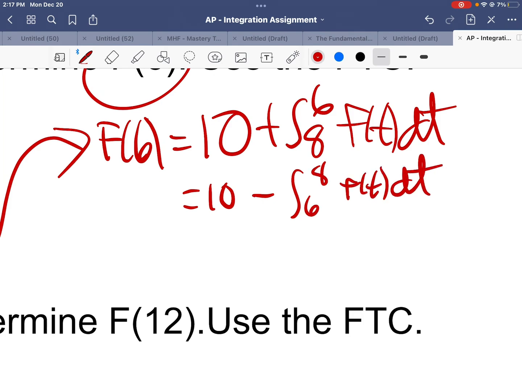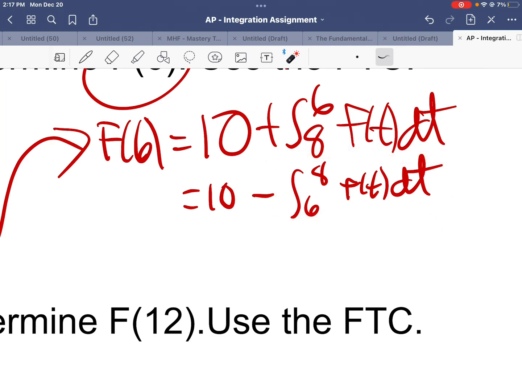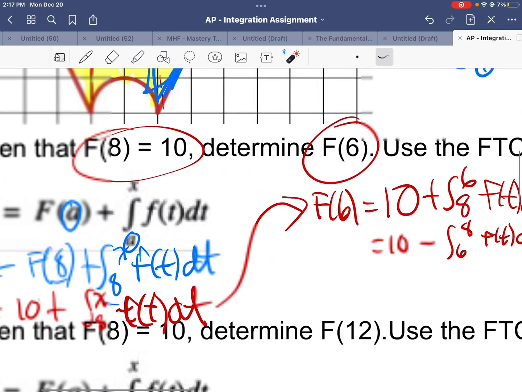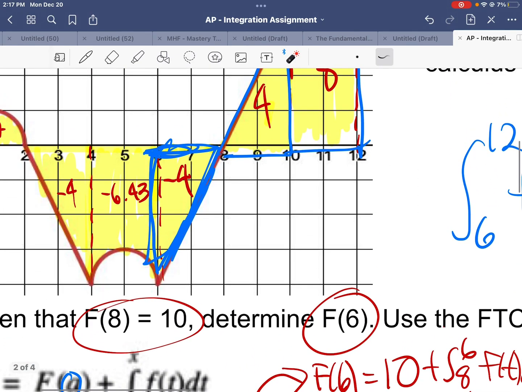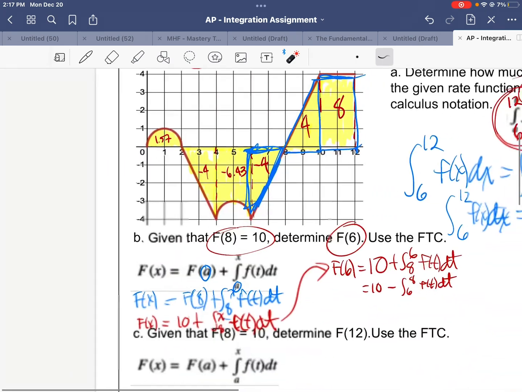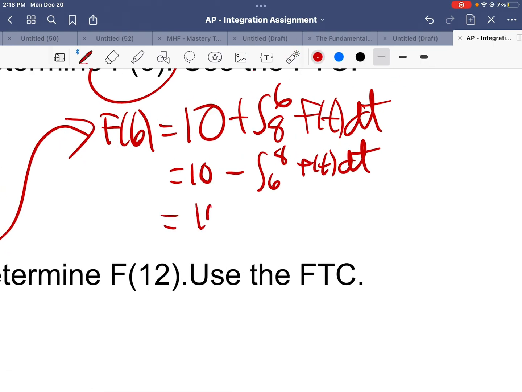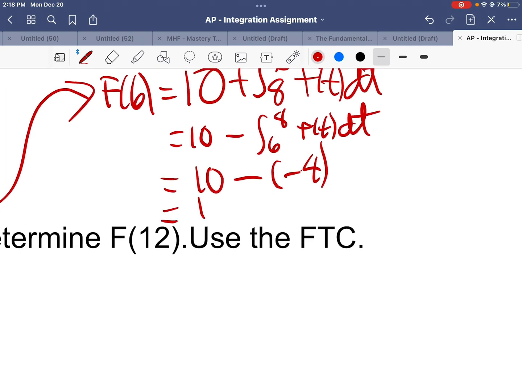f at t dt. Okay, do I know what this area is? Because that's just the area between the curve and the x-axis, between x equals 6 and x equals 8. Let's go over here and look. Between 6 and 8. There it is, between 6 and 8. So that's 6 and that's 8. I know that the signed area is negative 4. So it's going to be 10 minus negative 4, which is going to be 14. So that means F at 6 equals 14.